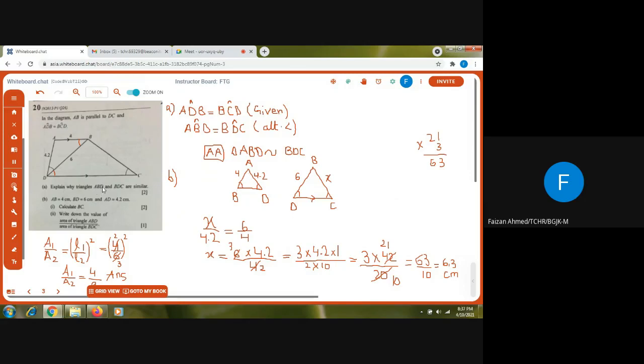The other triangle is ABD. So I have just drawn a similar triangle, smaller in size, just like that. And how will I label it? I will look at the matching.